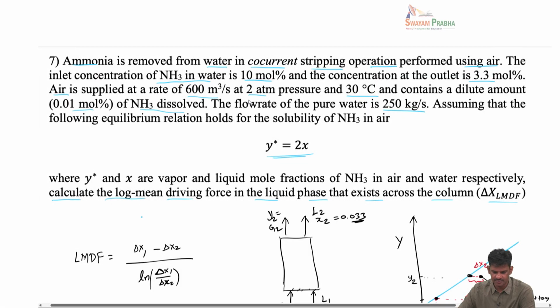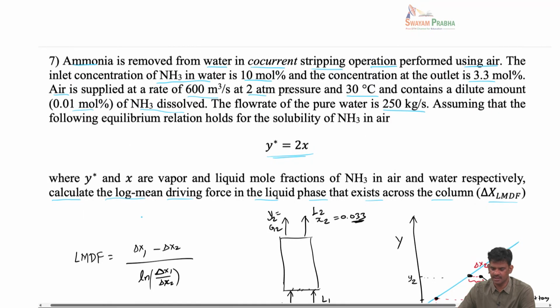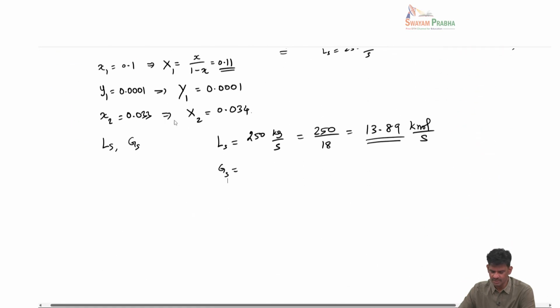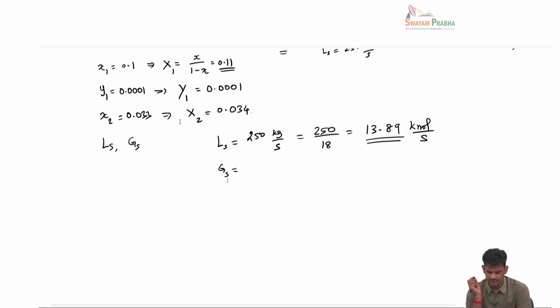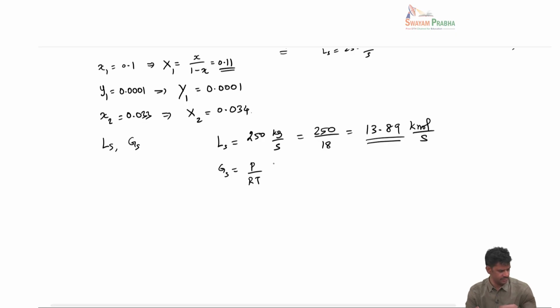You can see the temperature and pressure of the inlet stream are mentioned, and it contains a very small amount of ammonia. So practically we can consider this inlet gas to be almost pure air, because it is 99% pure. So GS basically refers to the molar flow rate of air. We calculate this by P by RT into the volumetric flow rate.